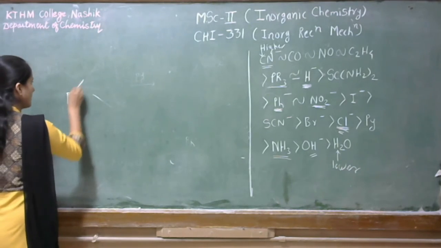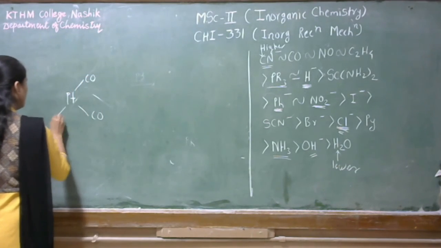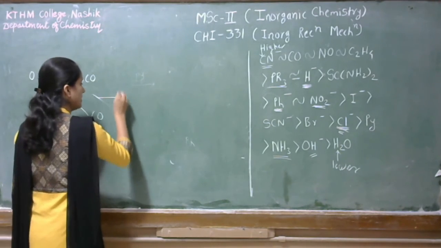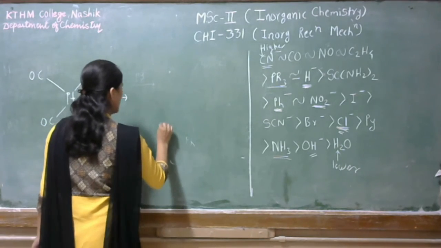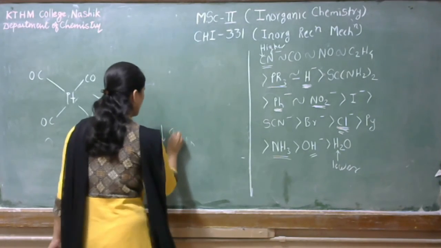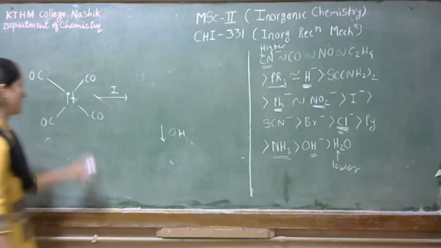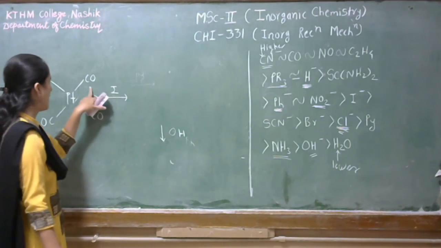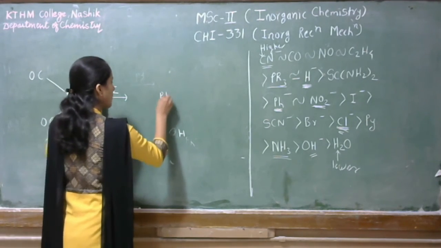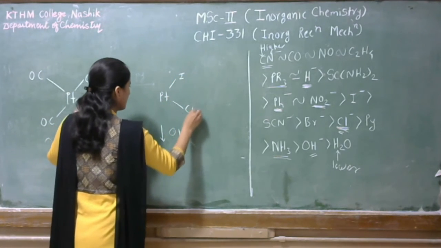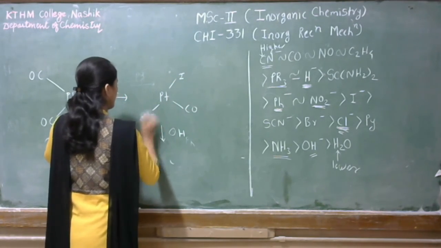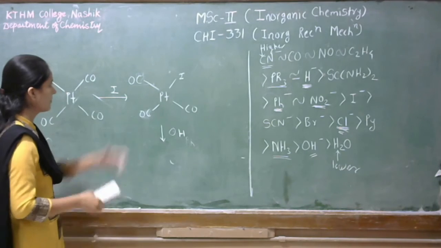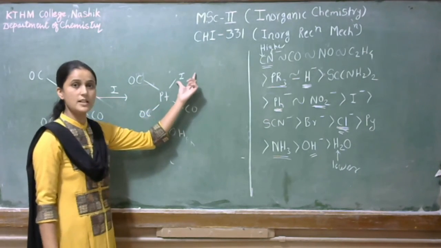Pt(CO)4. When we treat it with I and then with OH. CO is nothing but carbonyl. When we treat I with this complex, one of the carbonyls gets replaced with this I.